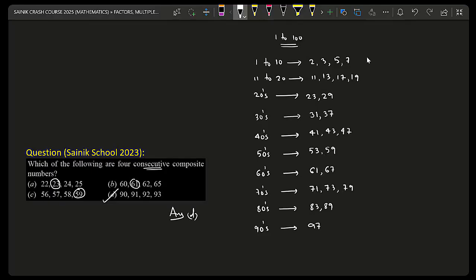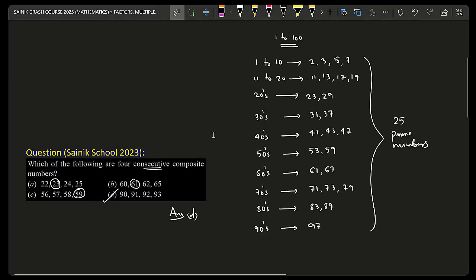So together, if you count, there will be 25 prime numbers. You must remember. So together, how many prime numbers do we have from 1 to 100? 25 prime numbers. So Sanvi gave the correct answer for this. The four consecutive composite numbers are seen in option D.